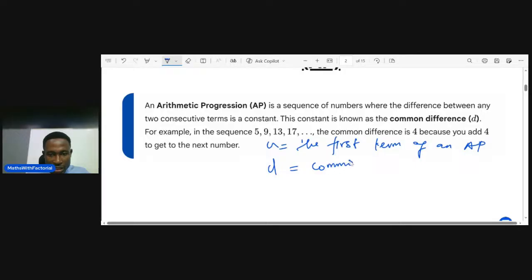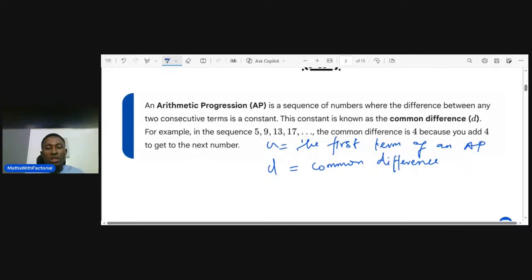The reason why it's called the common difference is simple: it's common to each and every number. 5 is increased by 4 to get 9. You increase 9 by 4 to get 13. You add 4 to 13 to get 17. That's why it's called the common difference.